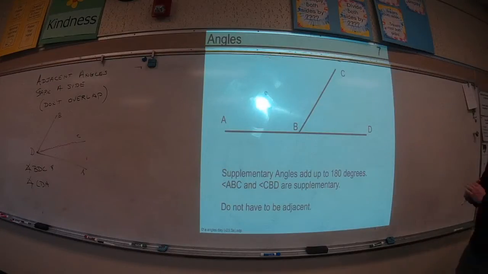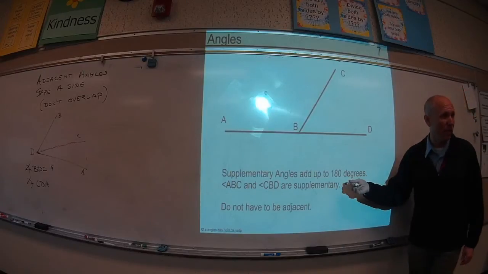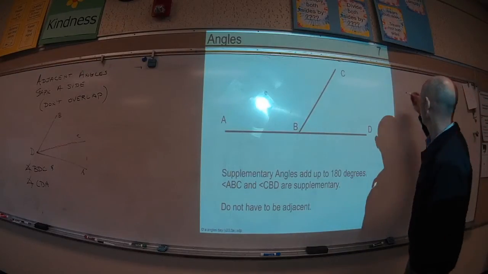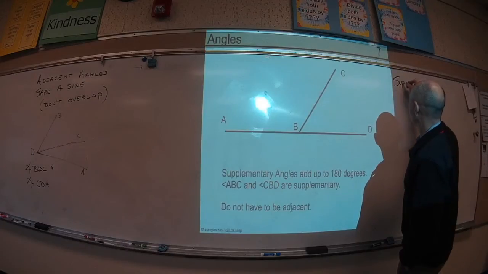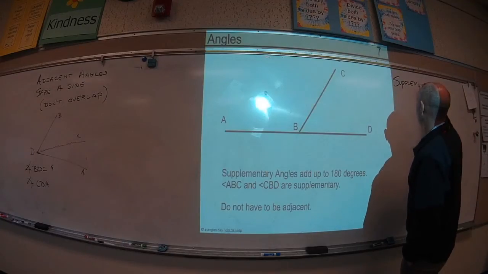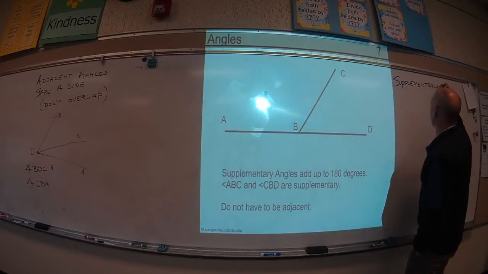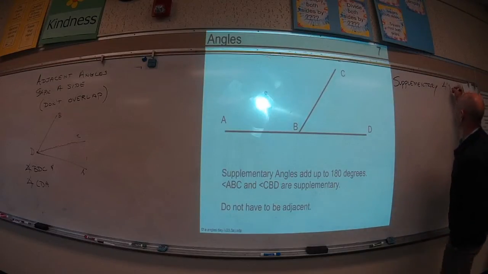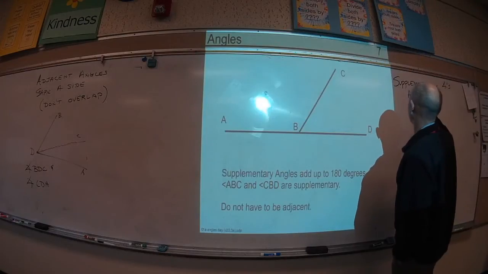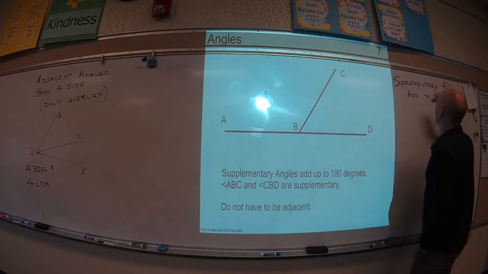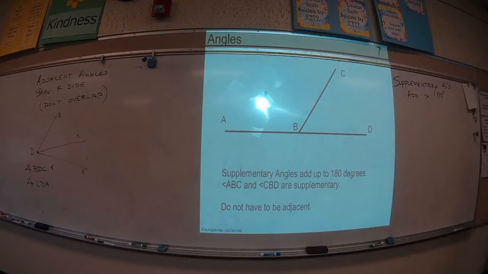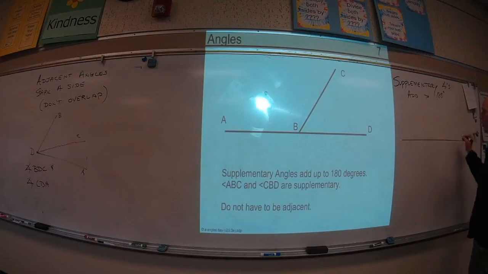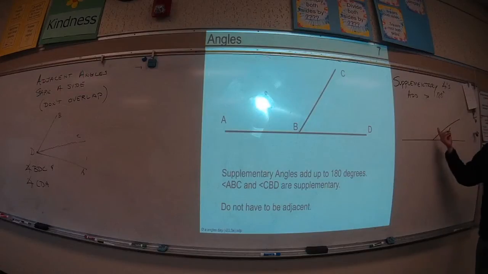Supplementary angles add up to 180. This is not new. You learned this one in 7th grade, I think. Supplementaries. Supplementary angles add up to 180. Here's what they look like. I'm going to label it differently here. I'm going to label it 1 and 2.